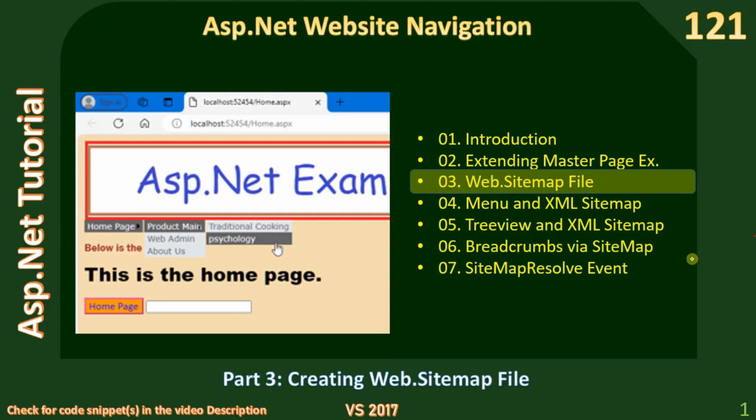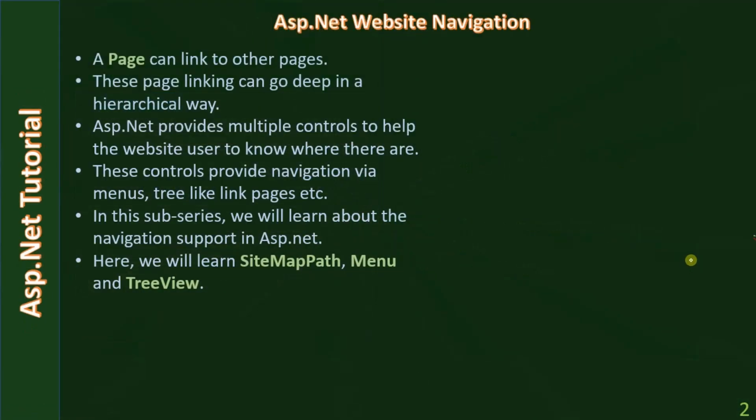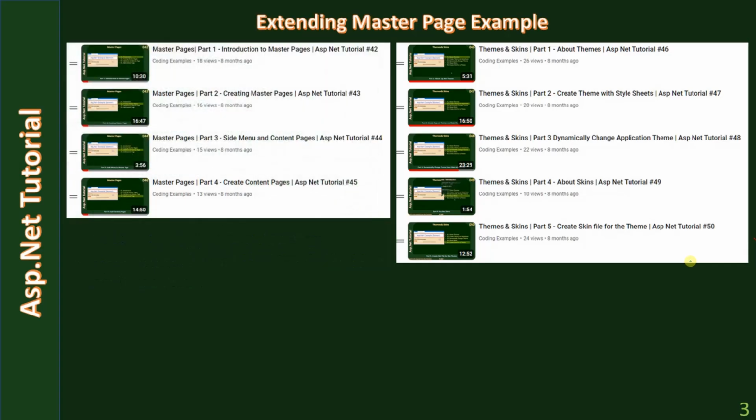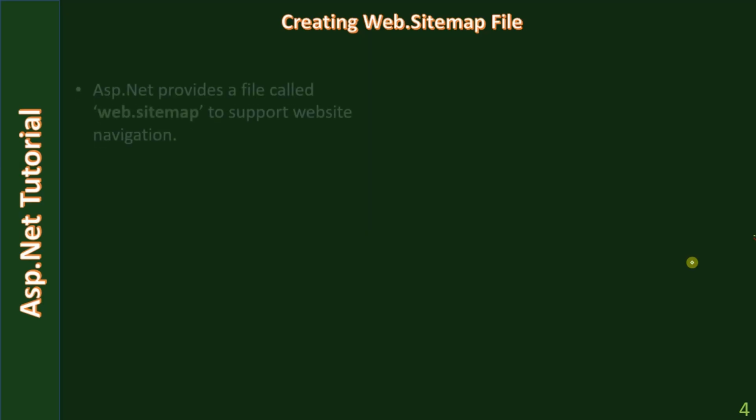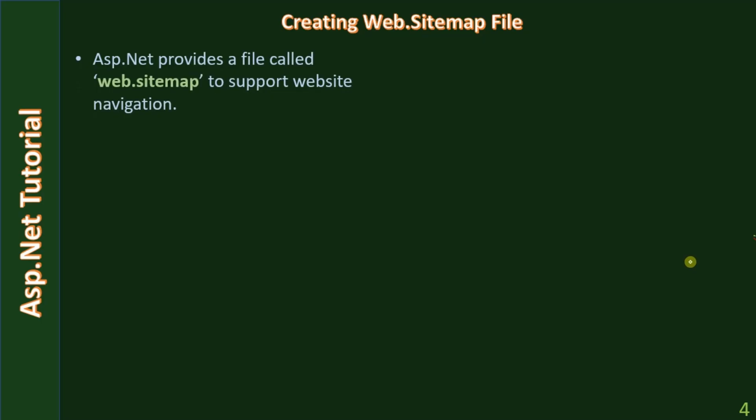In this video, we will see how to create a Web.Sitemap file and define a relationship between all the pages. ASP.NET provides a file called Web.Sitemap to support website navigation. This file is in XML format and it defines the site layout.